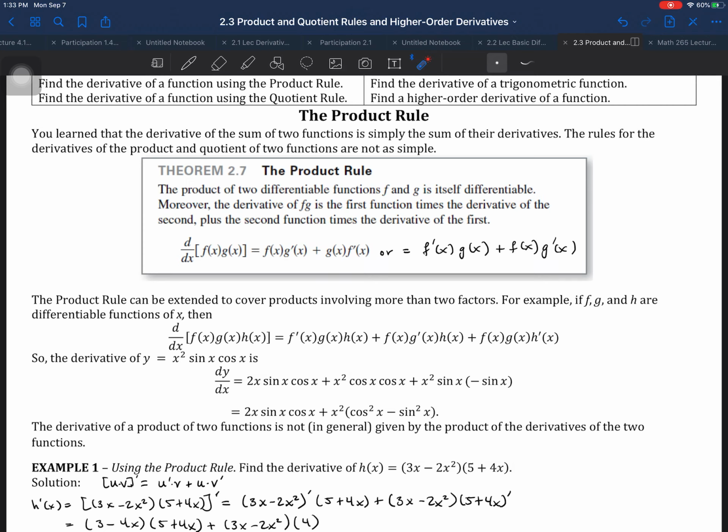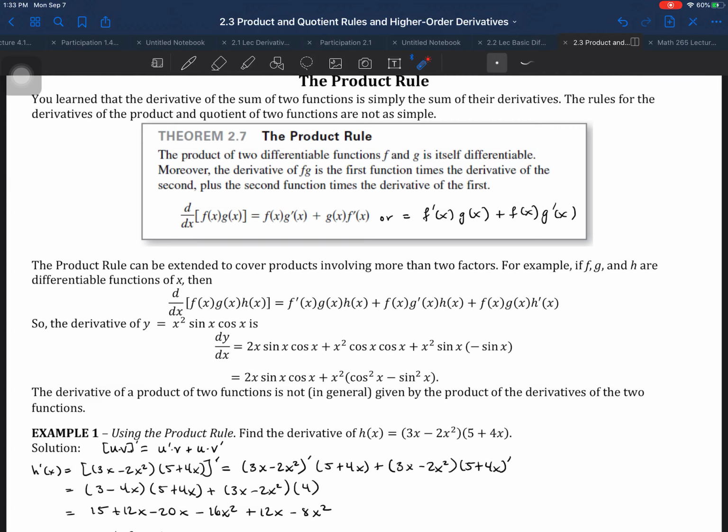You're adding two products, and it seems like you alternate which one you take the derivative of. Either you take the derivative of the second one and multiply by the original of the first, and then you add it to the derivative of the first one multiplied by the original second one, right? So it doesn't really matter the order. As long as you alternate, then you will be fine.